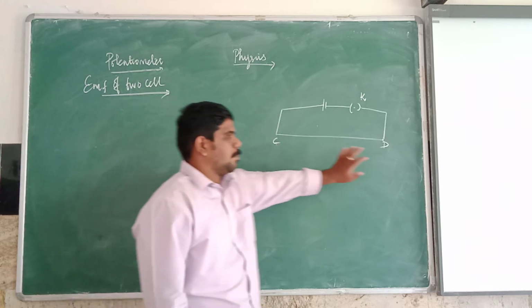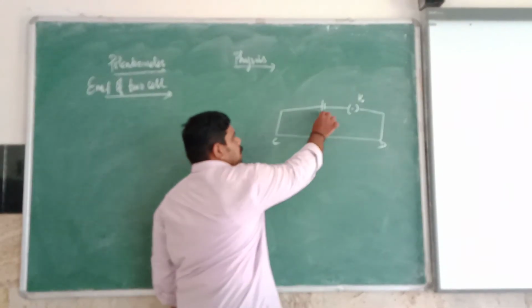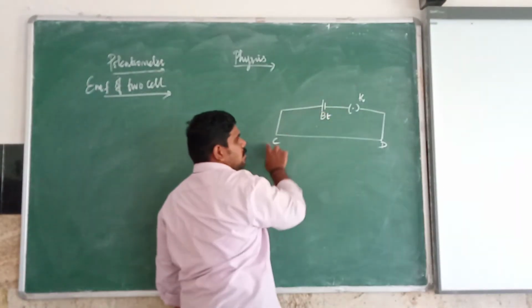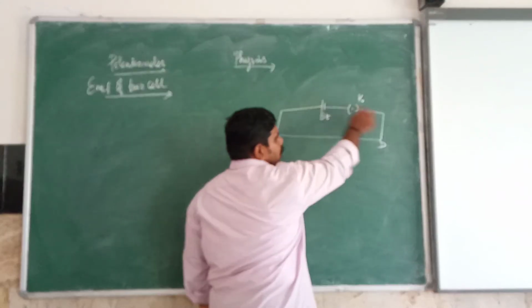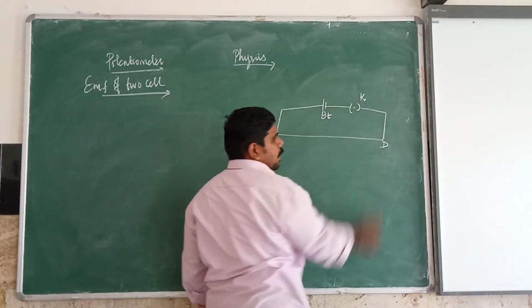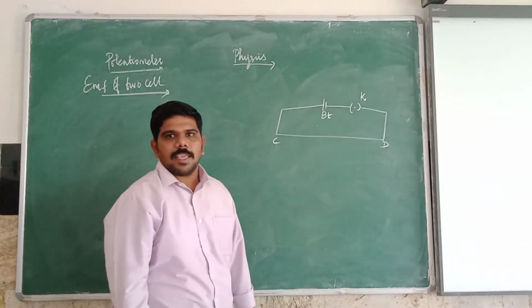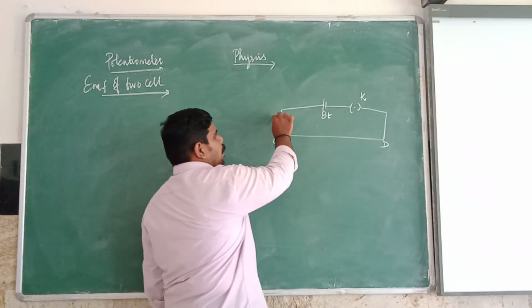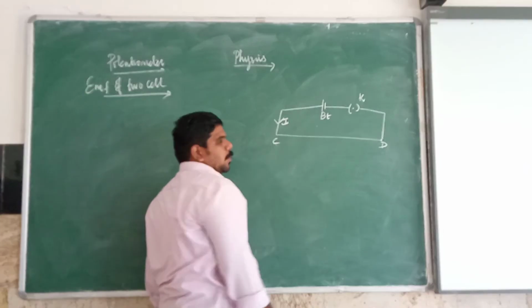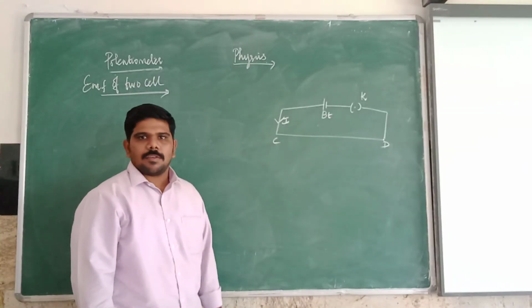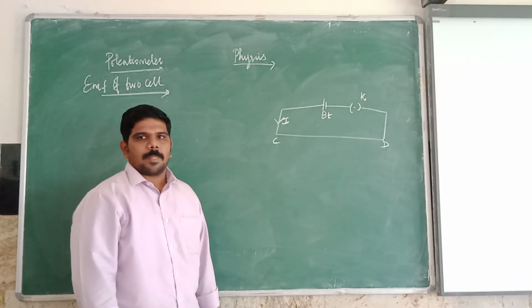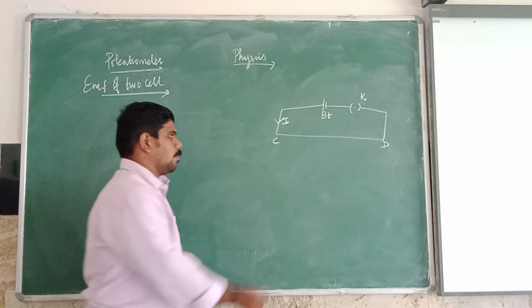The positive of the battery is connected to C and the negative to D along with the key K. Let I be the current flowing through the circuit. Okay? Clear? Now we take a DPDT switch.